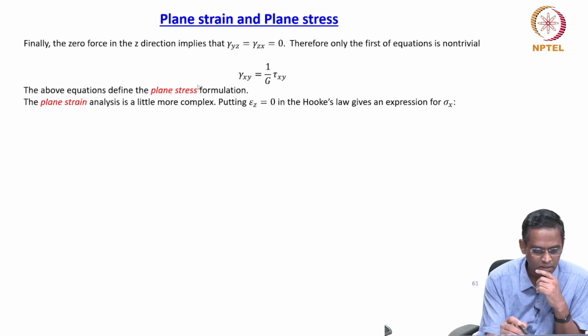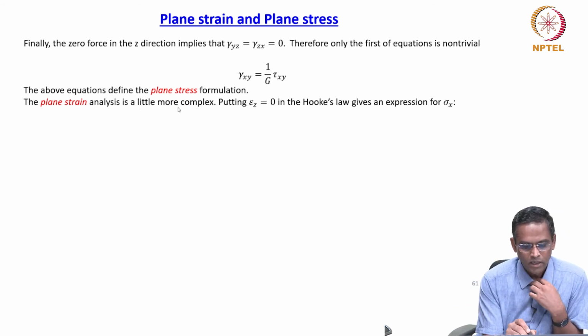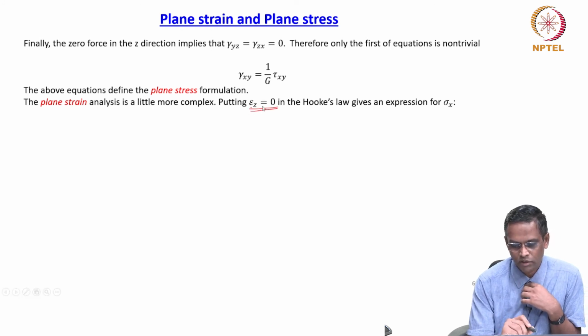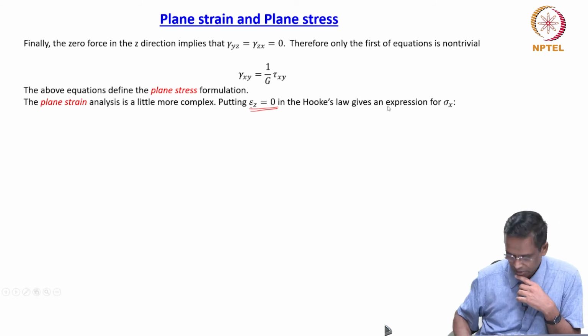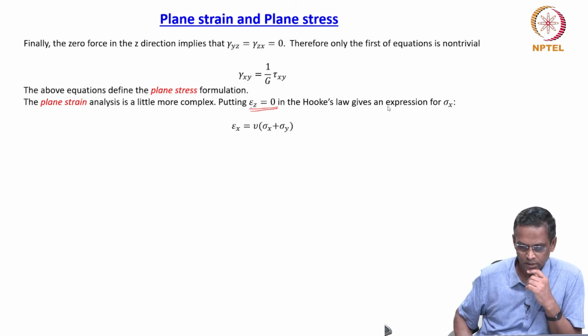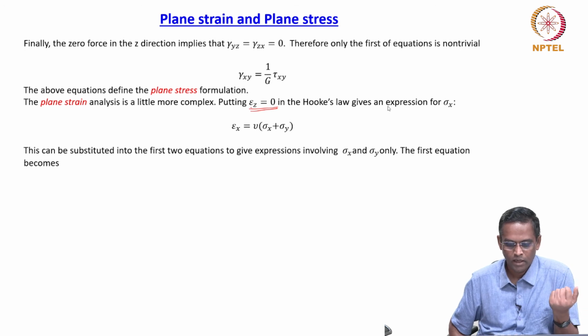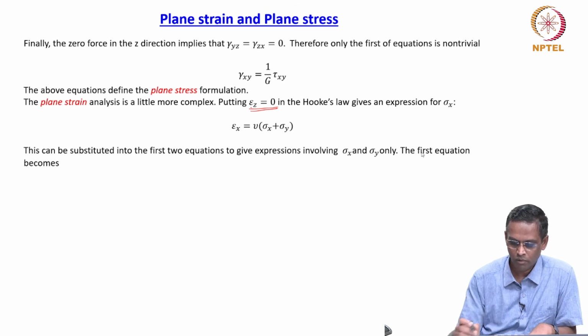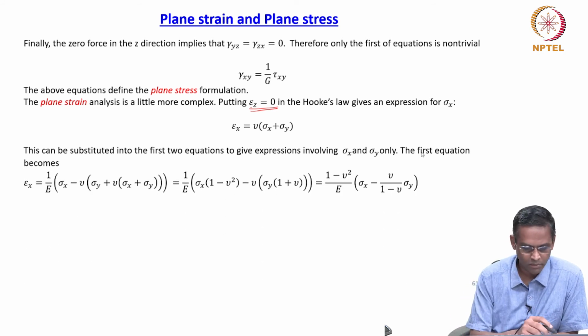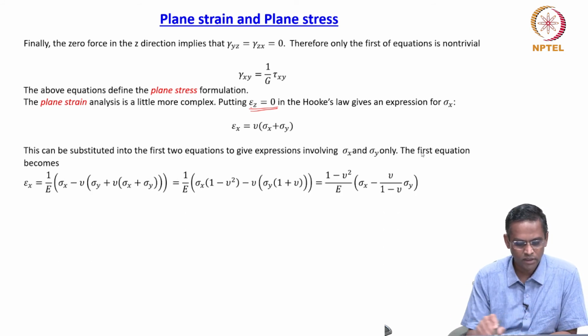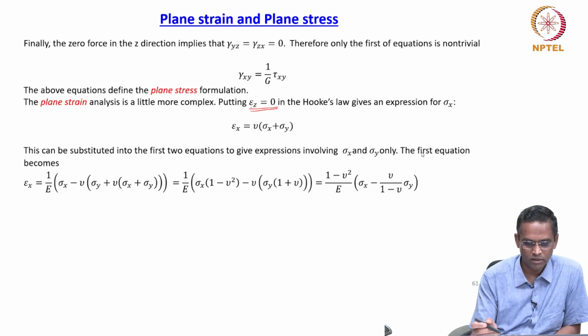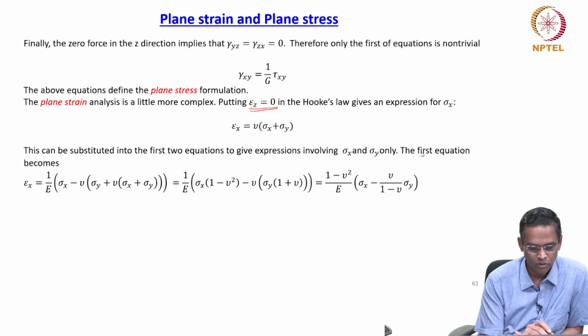For a plane strain analysis, it is a little more complex. By putting epsilon z equal to 0, Hooke's law gives an expression for sigma z like this, and this can be substituted in the first two equations of the generalized Hooke's law involving sigma x and sigma y only. Then this equation becomes like this. So, it looks a little complex, but actually it is not. If you just plug in these values there, then you yourself will find out that this is simple to manipulate.